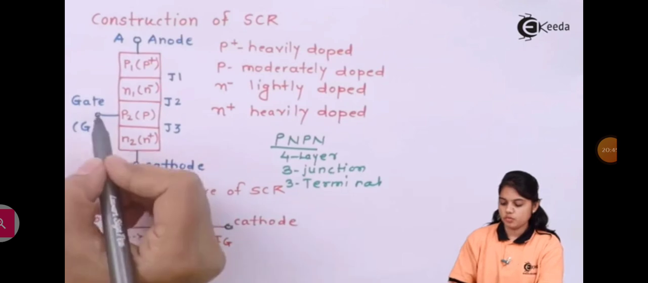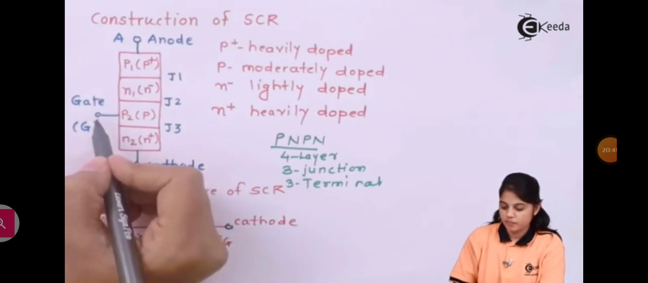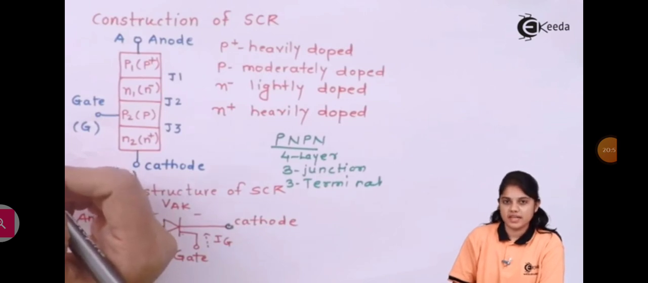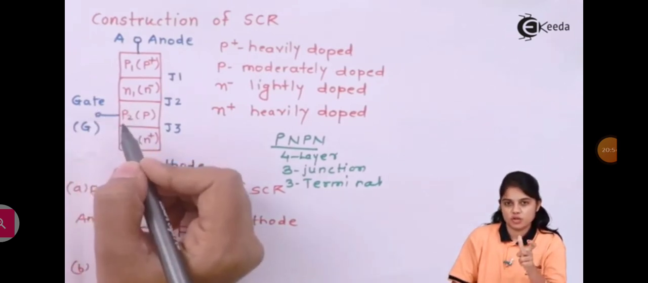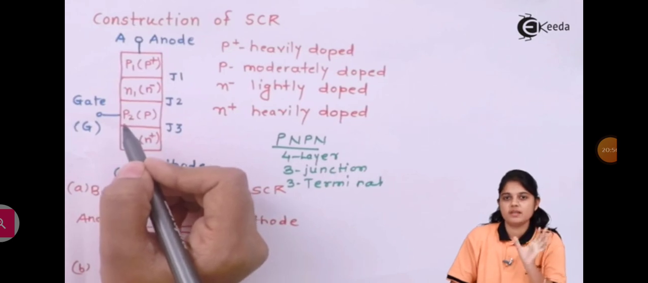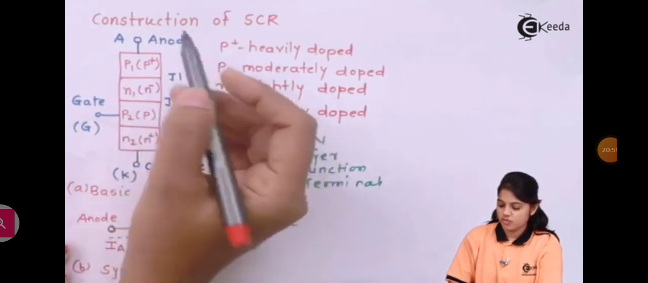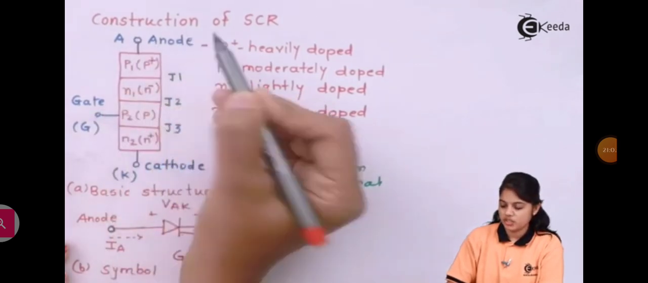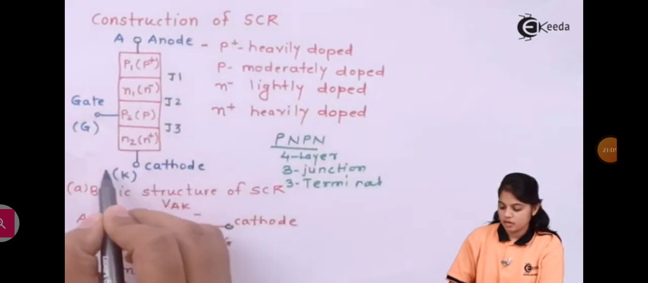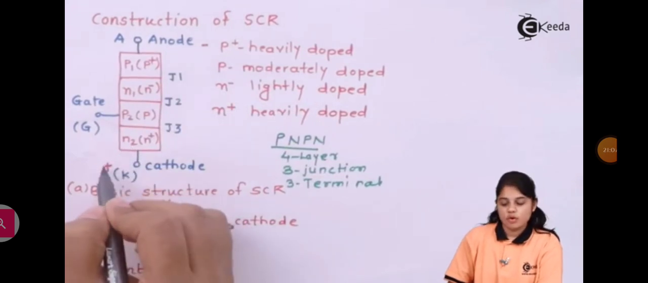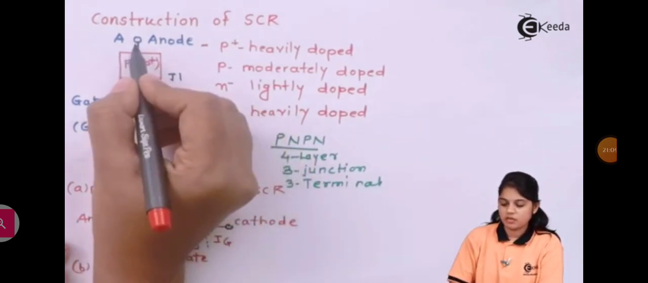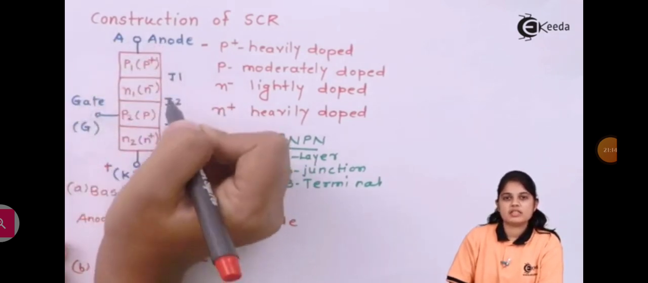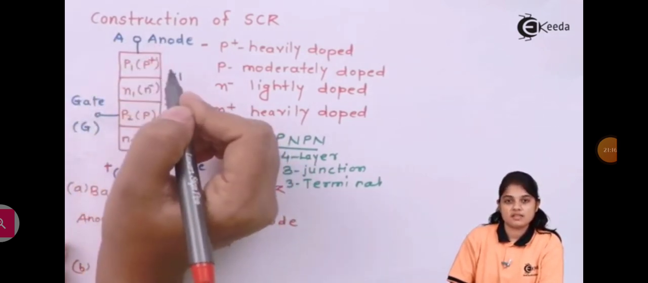So now I am assuming that my gate terminal is open, and I am considering this as a reverse blocking state, that means my SCR is in a reverse bias mode. Whenever it is in reverse bias mode, my anode is connected to the negative potential and my cathode is connected to the positive terminal, correct? The positive terminal of a battery is connected to the cathode and the negative terminal of the battery is connected to the anode terminal. So when this connection is there, we consider that the SCR is reverse biased.